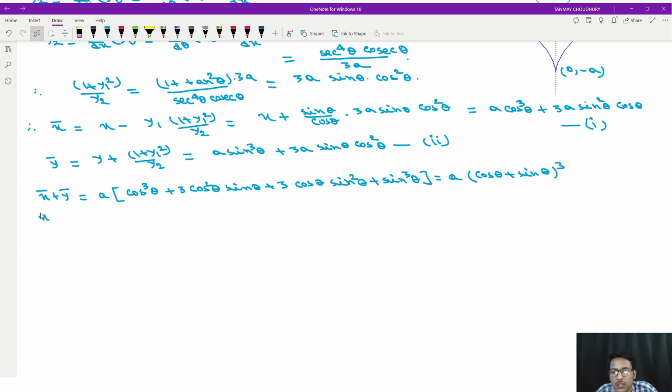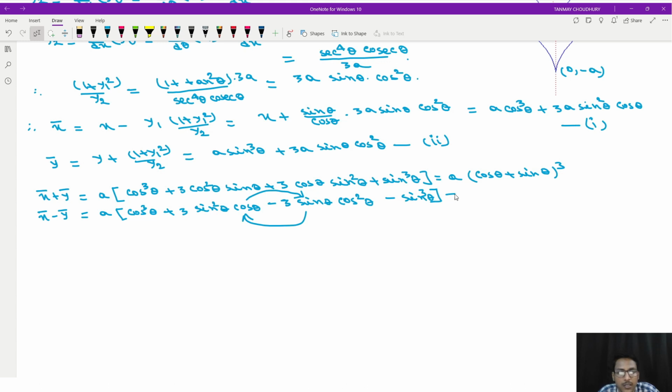And similarly, if we find the value of x bar minus y bar, we will observe that this will be a times cos³ θ plus 3 sin² θ cos θ minus 3 sin θ cos² θ minus sin³ θ. So this is simply the formula for (a minus b) whole cube, that is (cos θ minus sin θ) whole cube. We have to eliminate θ.